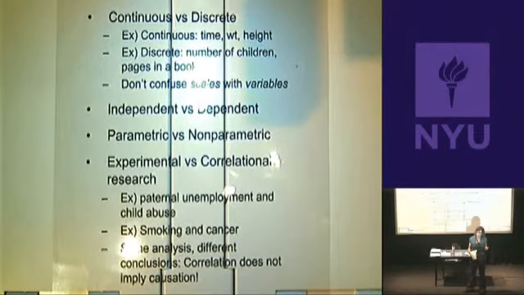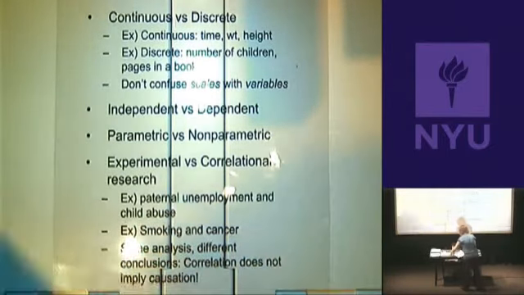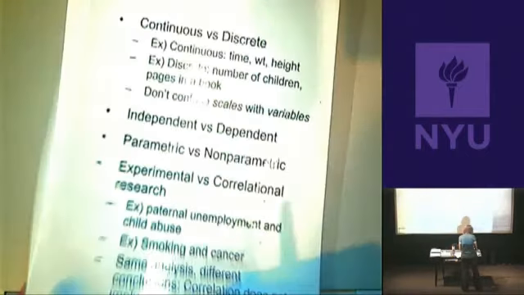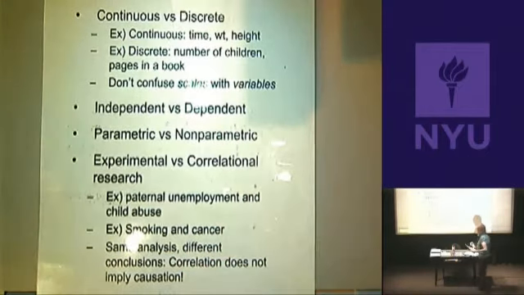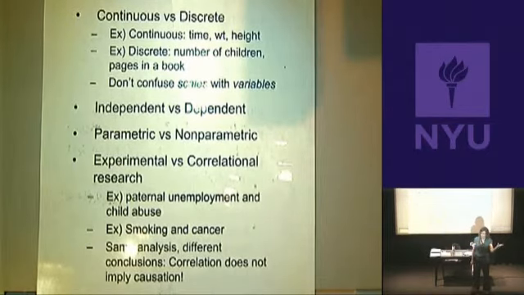So for example, if we're looking at the relationship between paternal unemployment and child abuse, there is a relationship, but that does not mean that the unemployment causes the child abuse. What could be another alternative? What could also be an alternative? Can anybody think? Yeah. Oh, that's interesting, right? That maybe the abuse is causing the unemployment in some way.